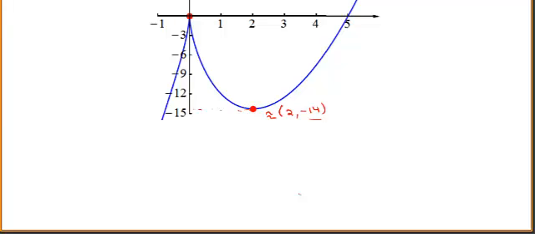So there's another example of using the first derivative test. You can probably find more on the internet if you want.